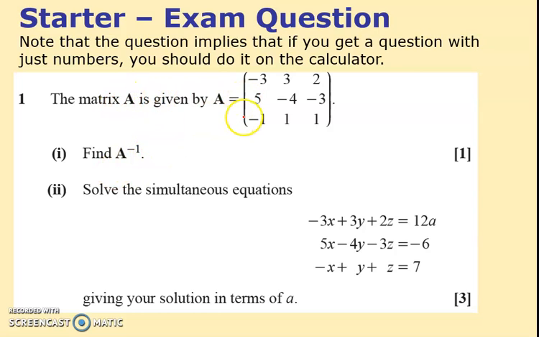Find the inverse. Now notice it gives us numbers, so just type it in. There's only one mark, so they can't be wanting you to do it properly. So type that into your calculator, get the answer, and then use it to solve this. And this has got an A in it, so you might have a little bit of work to do. So see what you can do.